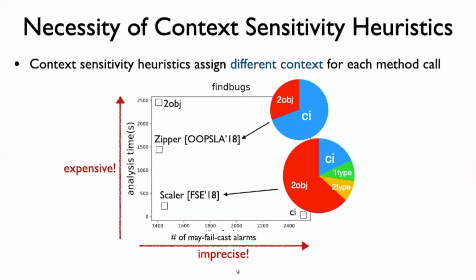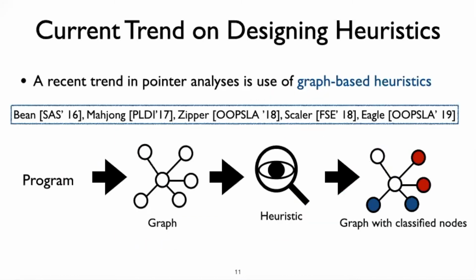However, with context sensitivity heuristics, pointer analyzers can become cost-effective by assigning different contexts to each method call. For example, a heuristic, Scalar, assigns coarse context to method calls when analyzing them with expensive context would blow up the analysis cost. As the results of Scalar show, such heuristics are essential for pointer analyzers to become precise and scalable. Then the question is, how can we design such qualified analysis heuristics?